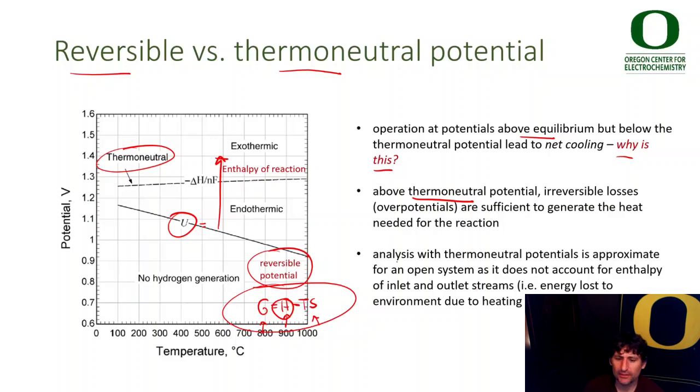I'll just also remind you that analysis with so-called thermoneutral potentials is approximate for an open system, which is any real system, because it does not account for enthalpy of inlet and outlet streams. So for flowing in and flowing out, there's some heat transfer through those liquids that are flowed, and that leads to energy loss, typically to the environment, as you heat the reactants and collect them.